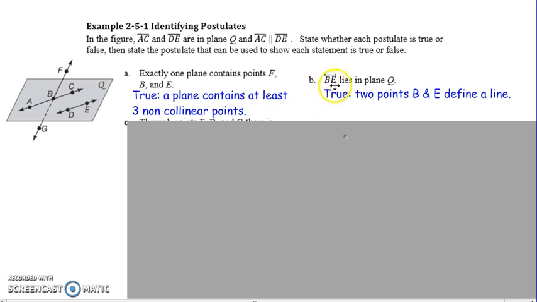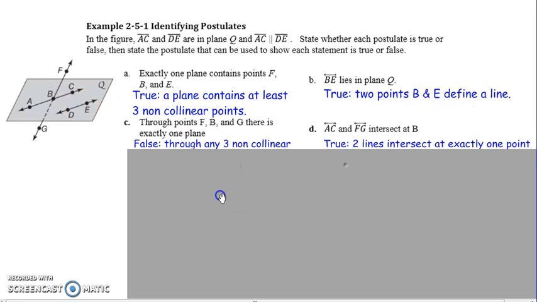B, line BE lies in plane Q. Well, we have 2 points, B and E, and those define a line. And since both B and E are in the plane Q, then we can say that yes, there's a line that is in that plane.